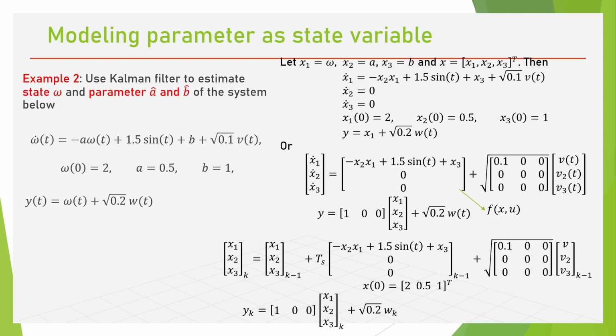This example is to show you that not only can we estimate the state, at the same time we can estimate parameters. For example, here I have parameter A, I have parameter B. So for the simulated true system, we know A, we know B, we put them there, we compute, so we have a reference to compare.